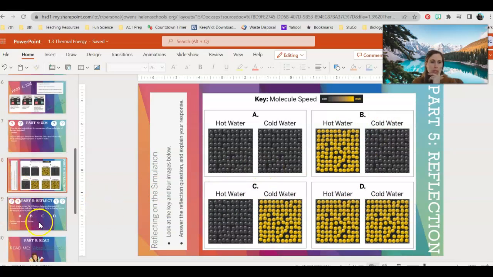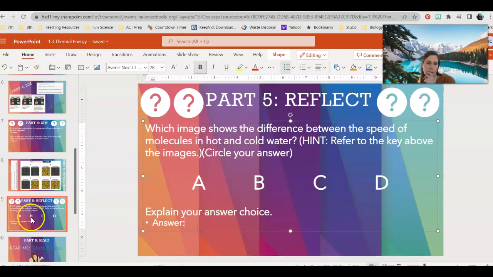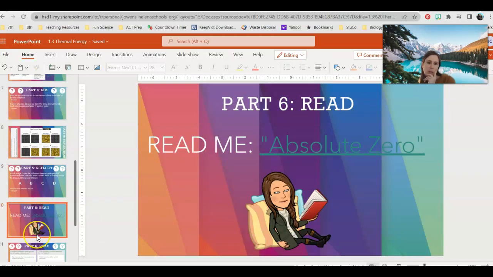Here's the question you need to answer on slide 9. Which image shows the difference between the speed of molecules in hot and cold water? Basically, one of those samples is correct between A, B, C, or D. Which one shows the correct speed? You would circle either A, B, C, or D, and then explain your choice right there. Okay? All right, I'm going to go ahead and explain the next part, and then I'll let you work for the rest of the day.